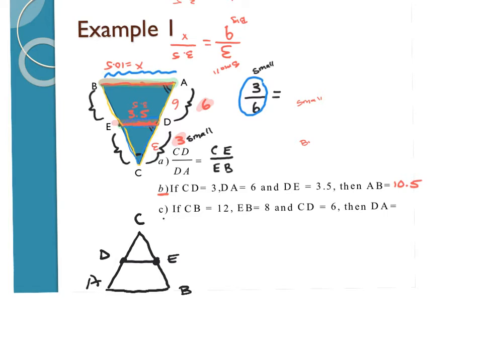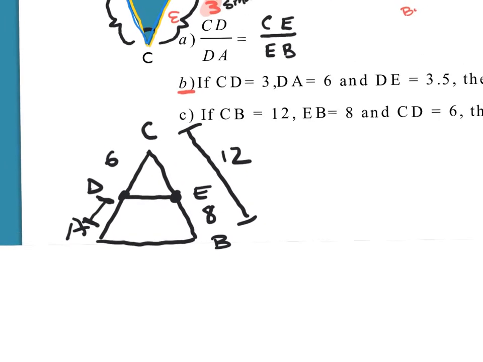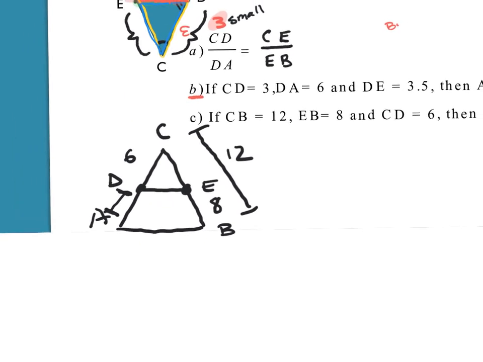So CB, the whole right-hand triangle side here, is 12. EB is 8. CD is 6. And we're trying to find out what DA is, this piece over here. Yes, ma'am? So you're going to set it up as 12 over 4? 12. Because, at least this is how I would do it, you do 12 minus 8 to find CE. Okay, so she's looking for this piece right here, and she says the whole thing is 12, and this piece by itself is 8, meaning that this must be 4.